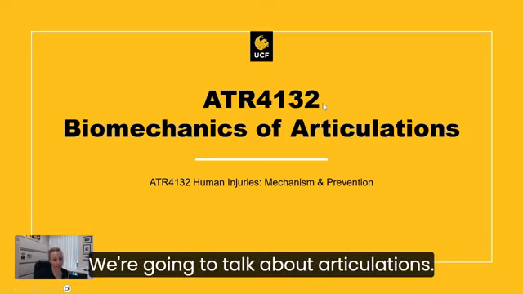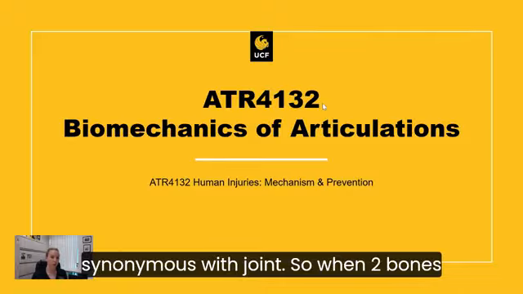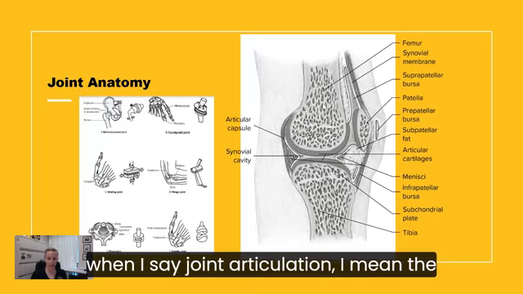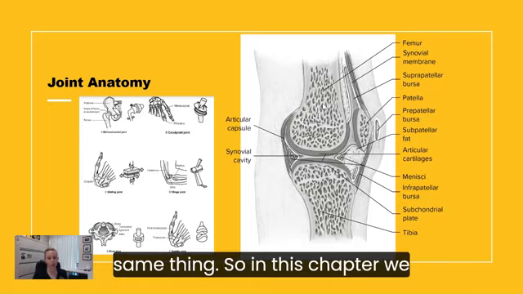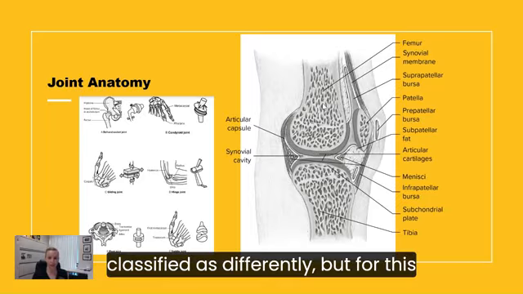We're going to talk about articulations. And when I say articulation, it is synonymous with joint. It's when two bones are meeting and articulating together. So when I say joint or articulation, I mean the same thing. So in this chapter, we talk about how joints can be classified differently.